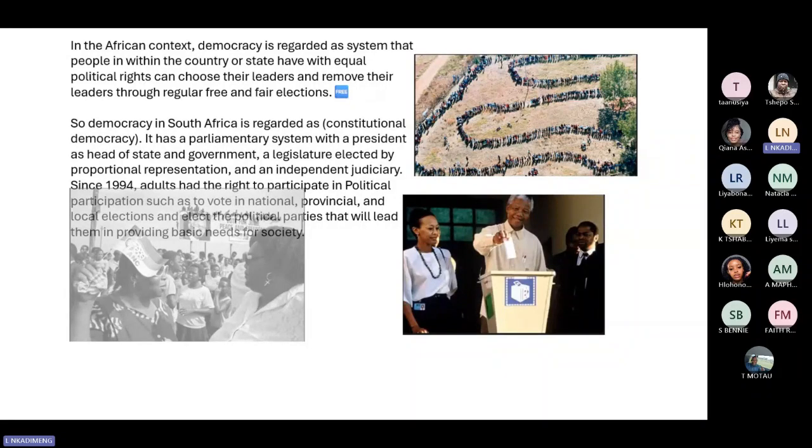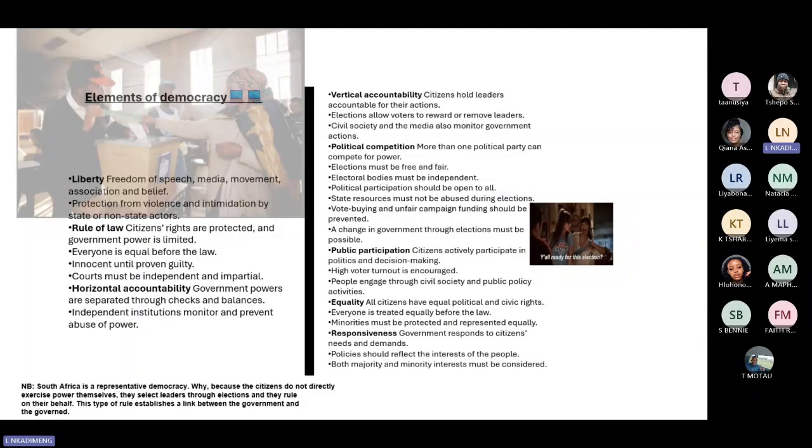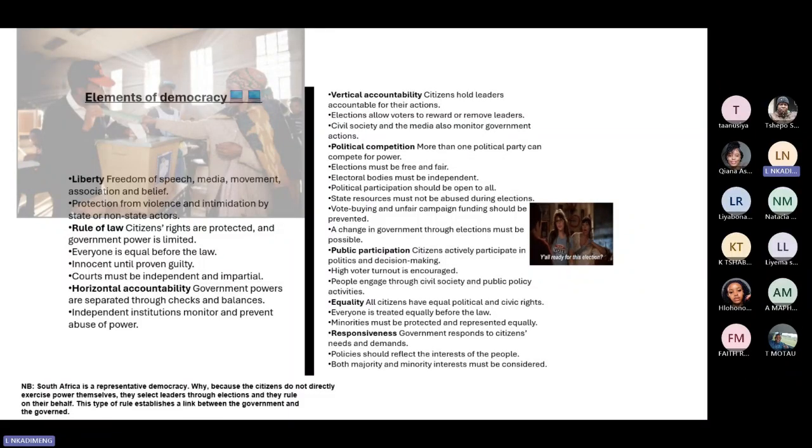Okay, the second slide. Okay, the third slide. I will briefly give you the elements of democracy. Democracy has liberty, which is freedom of speech, media, movement, association, and belief. Again, liberty. Protection from violence and intimidation by state or non-state actors.